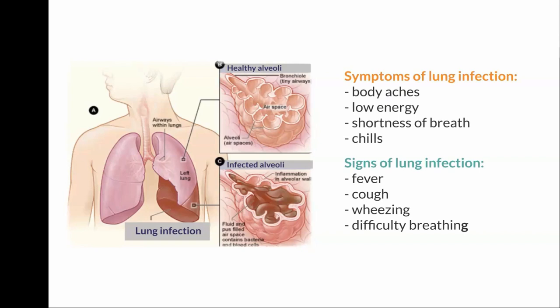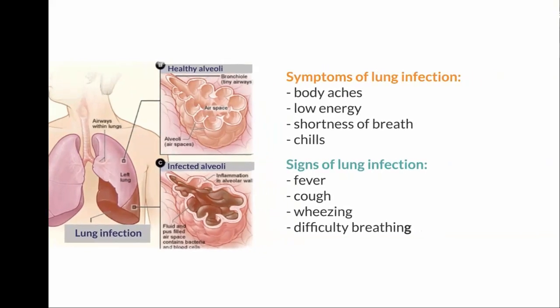Symptoms include body aches, maybe low energy, shortness of breath, chills. I told you these are subjective symptoms, right? Meaning they're subjective to the health provider. I cannot quantify someone's body aches, right? In the same way that I can measure someone's fever, or I can put my stethoscope on someone's chest and feel or hear the wheezing. These are objective manifestations of a disease, and that's a sign.